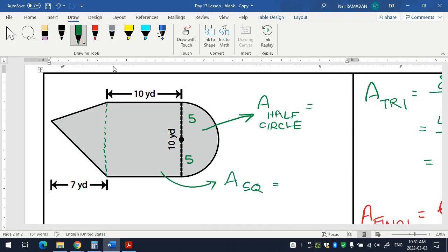How about this one? Come on, everyone. What is that shape on the left side? It's a triangle. How wide is the base? 10. How big is the height from the top to the ground? How much is this? 7. So this one will be what? A tri equals 10 times 7 over 2.